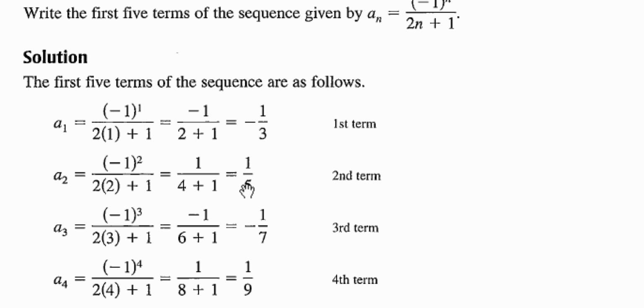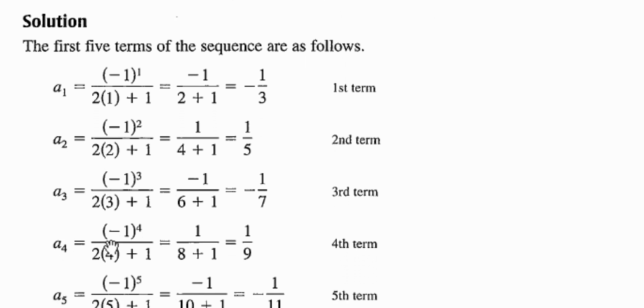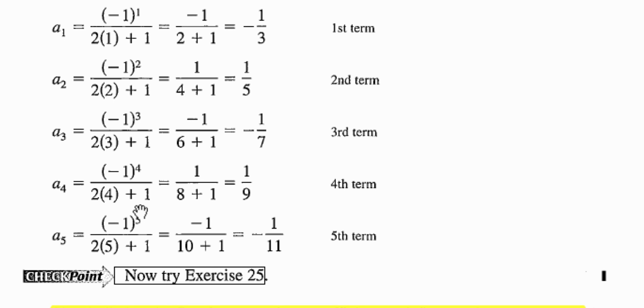Positive 1/5. Negative 1 to the third power over 2 times 3 plus 1 is a sub 3. That's negative 1 over 6 plus 1, which is negative 1/7. A sub 4 is negative 1 to the fourth power over 2 times 4 plus 1, which is 1 over 8 plus 1, which is positive 1/9. A sub 5 is negative 1 to the fifth power over 2 times 5 plus 1, which equals negative 1 over 10 plus 1, which is negative 1/11.